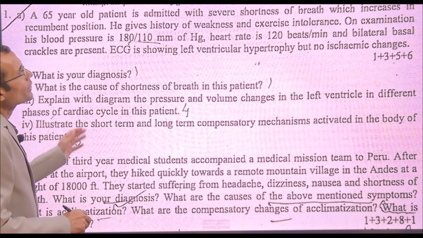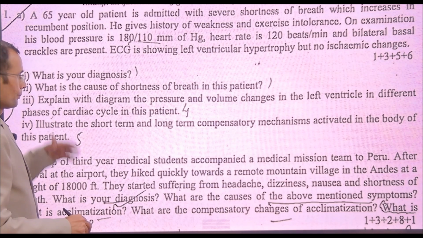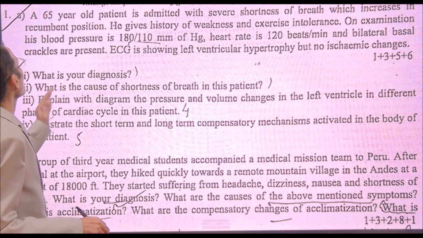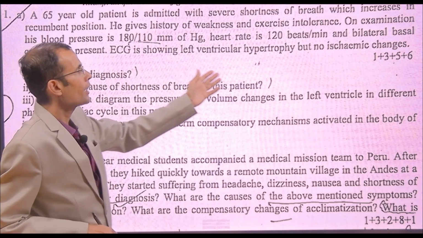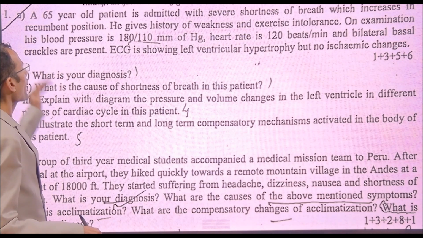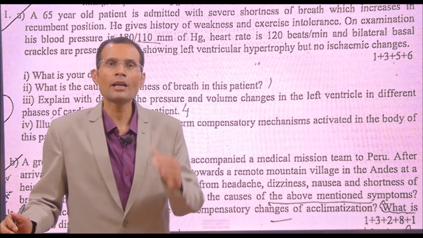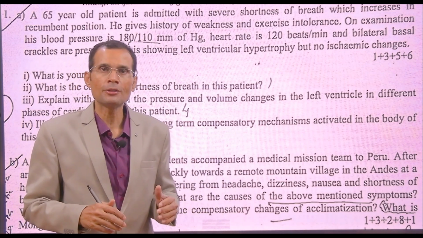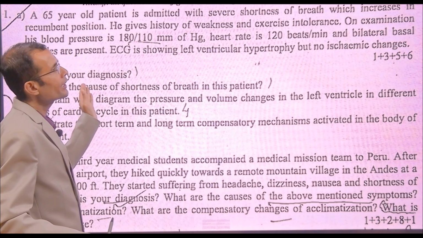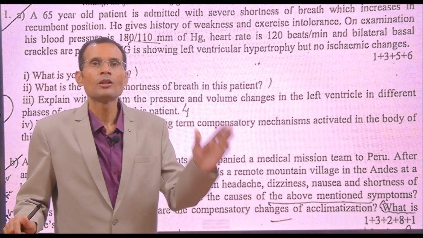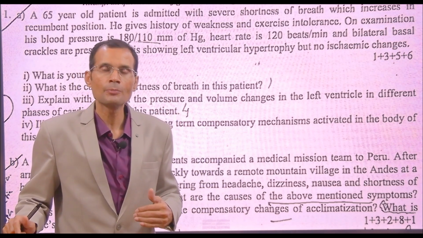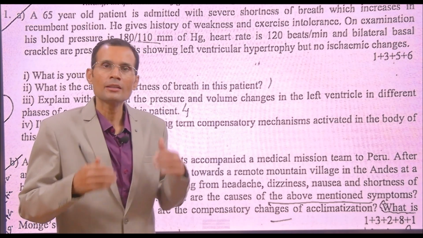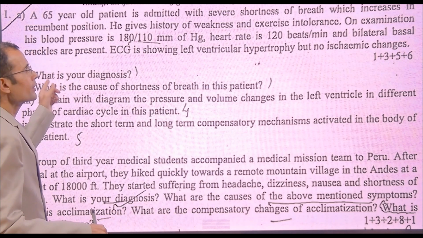Okay, he gives a history of weakness and exercise intolerance. So that means the person is definitely in heart failure. On examination, blood pressure is very high, heart rate is very high, bilateral basal crackles are present. Crackles or creps or crepitations are heard when there is accumulation of fluid. So this is definitely left-sided heart failure and therefore blood congestion in the lungs and therefore fluid leaking out of the pulmonary capillaries, and that's why it is giving bilateral basal creps.